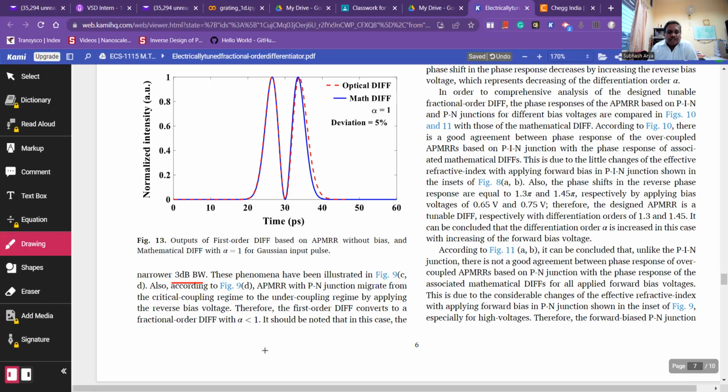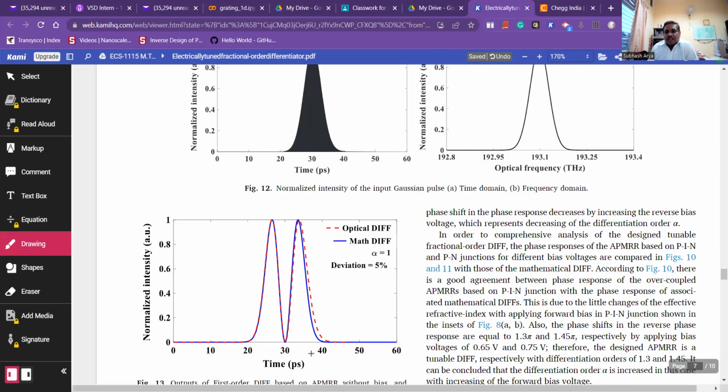Also, according to 9D, the APMRR with PN junction migrates from the critical coupling regime to the undercoupling regime by applying the reverse bias voltage. Therefore, the first order differentiator converts to a fractional order differentiator with alpha less than 1. It should be noted that in this case, the phase shift in the phase response decreases by increasing the reverse bias voltage, which represents decreasing of differentiation order alpha.